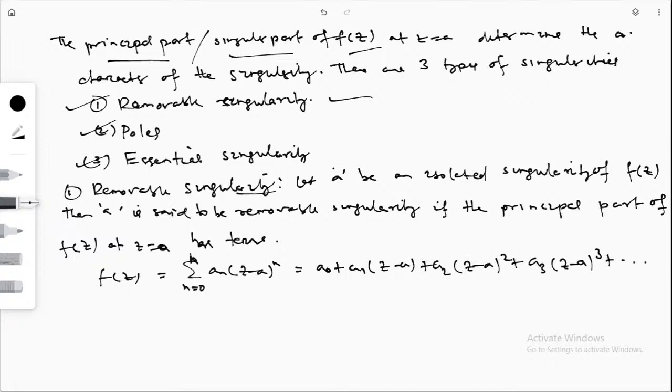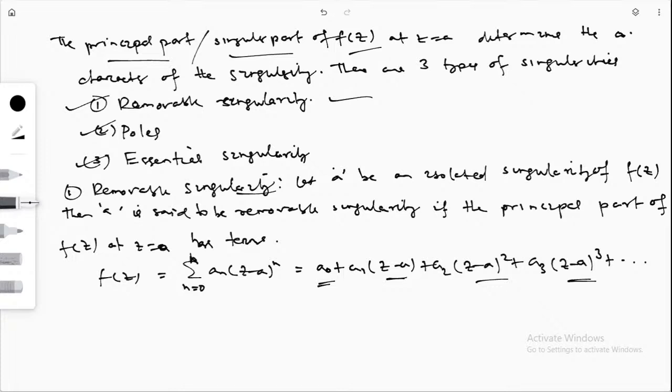So here there is no principal part of this f of z because there are no negative powers of z minus a. Here all powers are positive and the first power is 0. So there are no negative powers in f of z, and we can say z equal to a is a removable singularity.